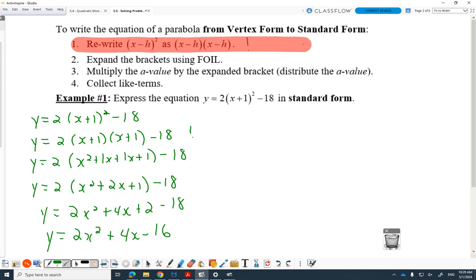But you should be like, why do I want to do that? Is there any reason why I would want to do that? And the answer is, only if they told me to. Standard form's not better. Vertex form is better, usually. So unless there's something else you're trying to accomplish, leave it in vertex form.